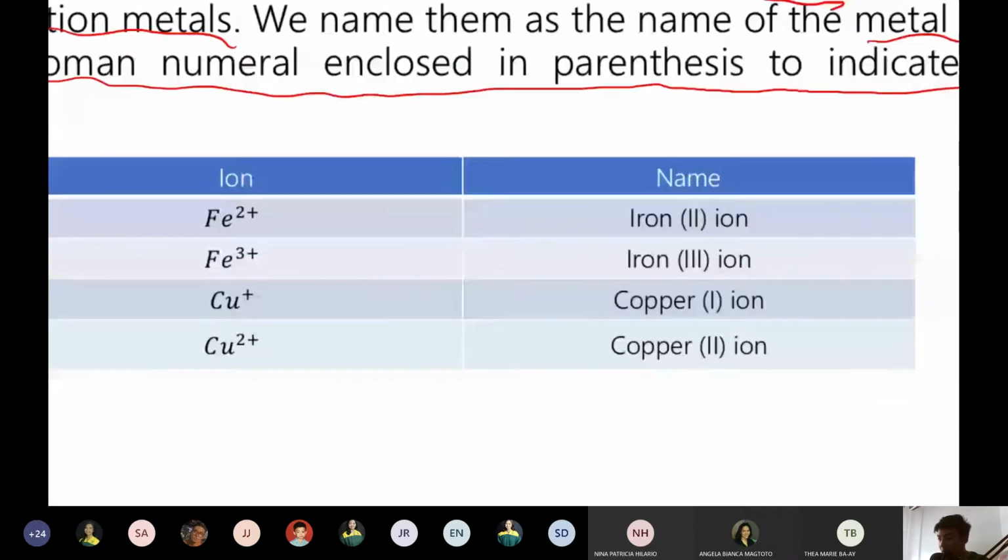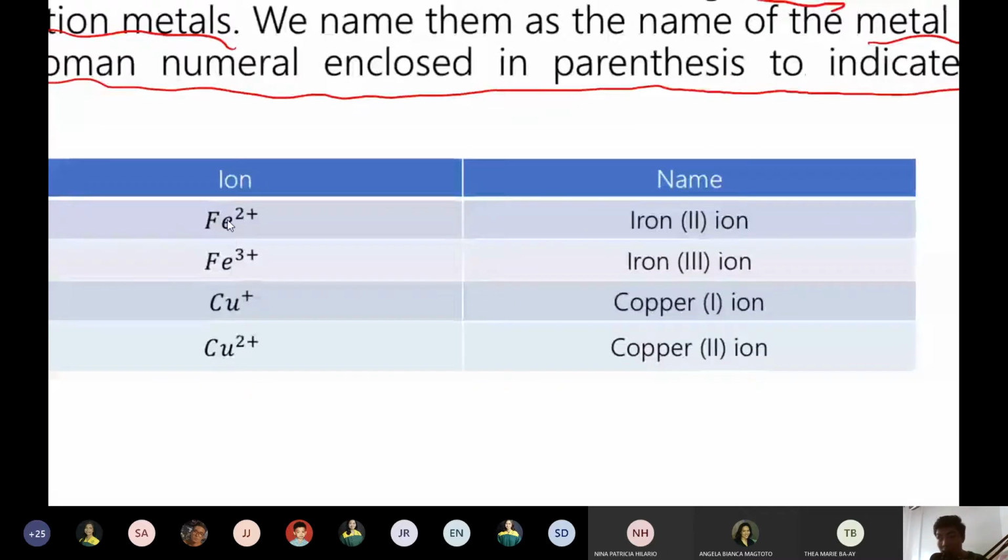So ang sabi lang doon is that the name of the ion is the name of the metal itself plus the charge, no? So kukunin mo pa rin yung name ng metal mo, pero this time you have to include the charges. How do we denote the charges? We denote the charges using Roman numerals. For example, ito dalawa, 2 plus, you write it as iron Roman numeral 2. Or ito 3 plus, you write it as iron Roman numeral 3. So you enclose it in parentheses and take note, may spaces yan, ha?